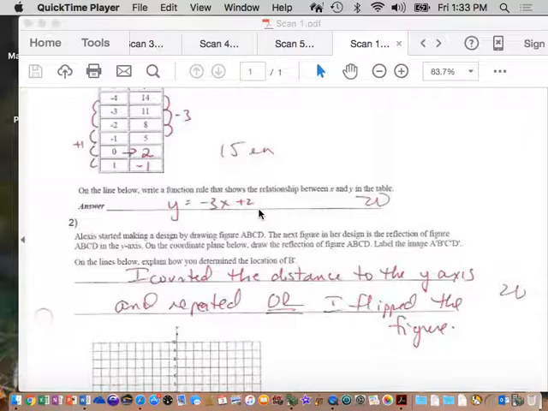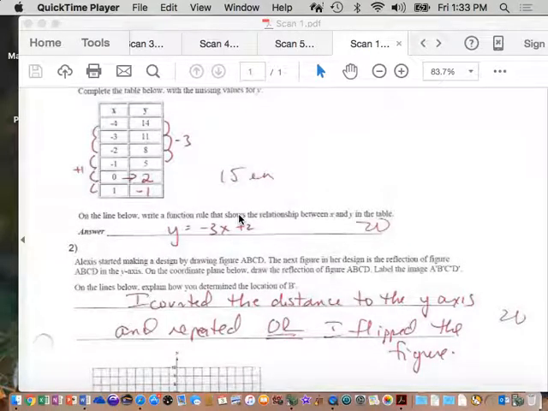Now a fairly decent number of people got it right. Maybe 5 of you or so. How many people got the rule right? Y equals -3x plus 2. 1, 2, 3. 3 people got it right. Okay. Well, hopefully next time, tomorrow, Monday, it'll be a whole lot better. Any questions about the table and writing the rule? No. Okay.